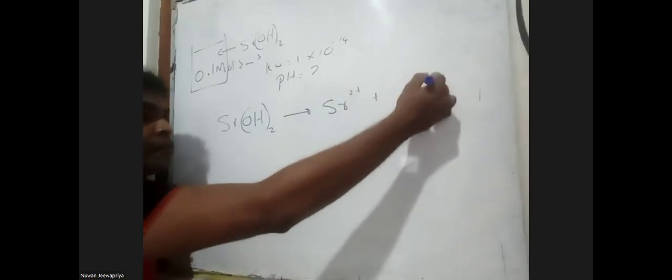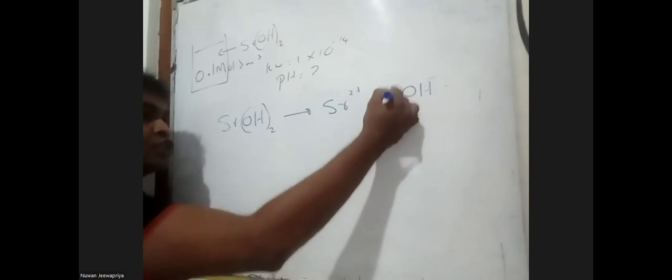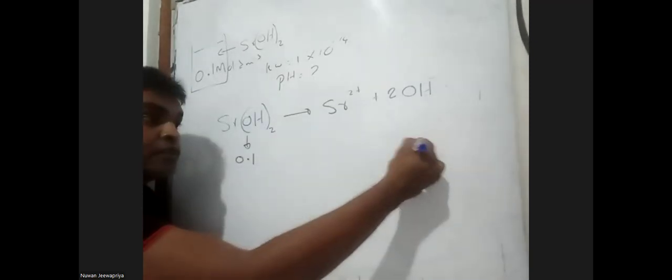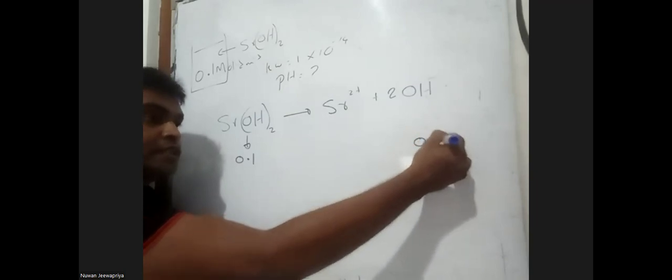Similarly, strontium hydroxide is also a strong base, so it is fully ionized: Sr(OH)2 gives Sr2+ and 2 OH minus. And the next thing, the concentration of strontium hydroxide is given. The concentration of strontium hydroxide is 0.1, so the hydroxide concentration is 0.1 into 2, right?